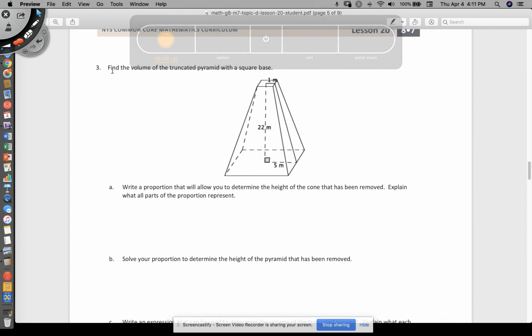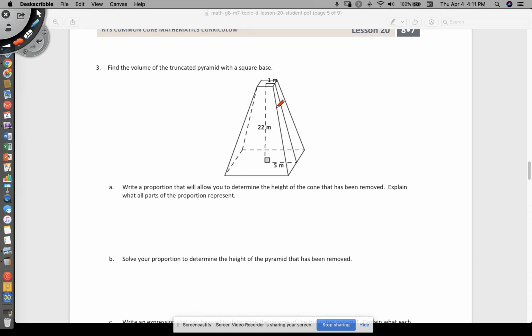So number 3 is a little different because we're looking at a pyramid this time, not necessarily a cone. And what makes a difference is there's no circles involved. It's all squared off. So a pyramid, again, all the points would come to one point just like the cone, but we're not dealing with any circles, so we don't have to deal with pi. But we're still going to set this up as a proportion.